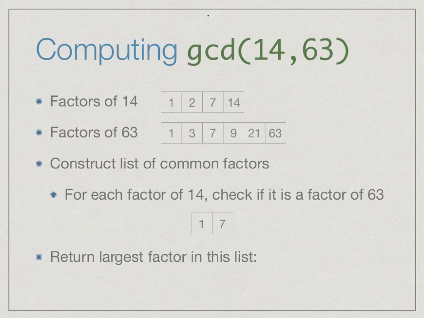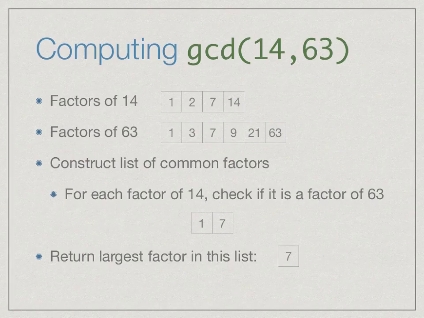And now having done this, we have a list of all the common factors. We computed them from smallest to biggest because we went through the factors of 14 in ascending order. So this list will also be in ascending order. So returning the largest factor just returns the rightmost factor in this list, namely 7. So this is the output of our function.